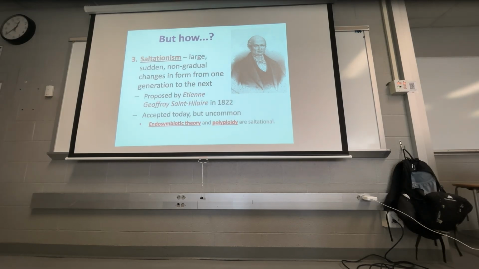Another mechanism that was introduced that species change over time is something that's called saltationism, which at first was laughed at, all right, and the people didn't think it occurred. It was criticized and said not to be true immediately after it was released. And it was Saint Hilaire that released this in 1822. And basically what he said is that large, sudden, non-gradual changes in form from one generation to the next can occur, which means that from one generation to another, species change and become new species. So you got speciation in one generation.